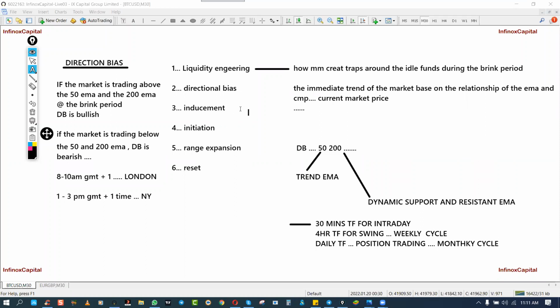So now that we understand our directional bias and how to look at it decisively, now I want to talk about inducement and initiation. Inducement and initiation both have the same features, but they work from different perspectives. It is the positioning of the creation of this inducement or initiation that tells the different role they play.